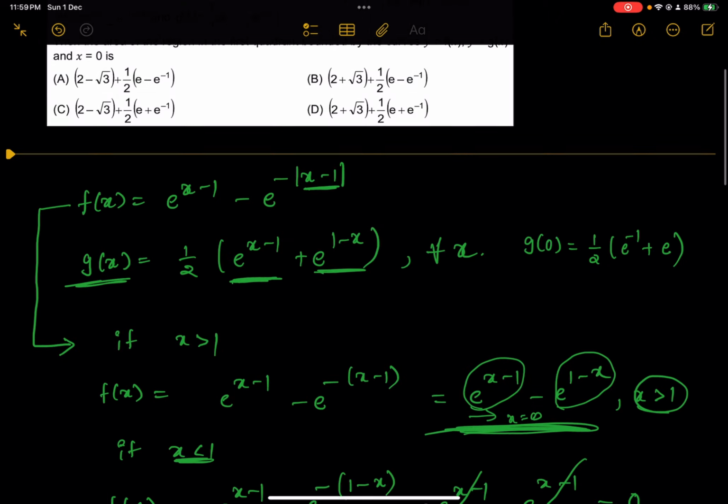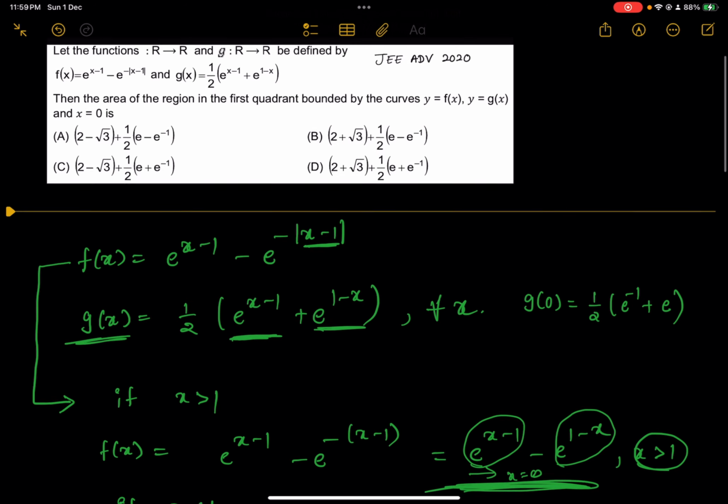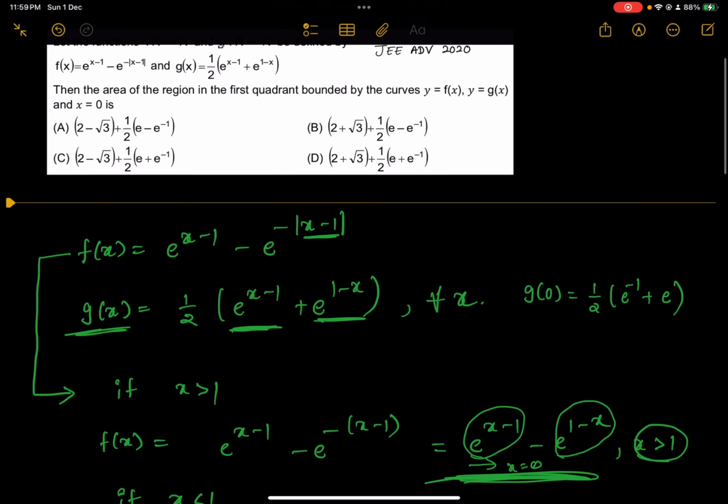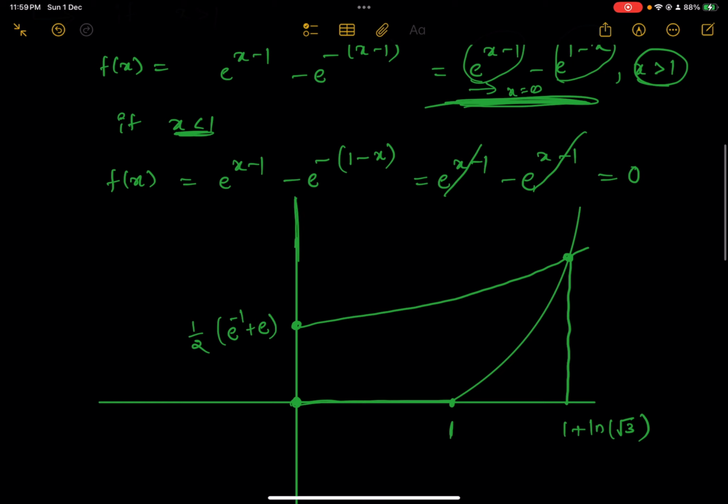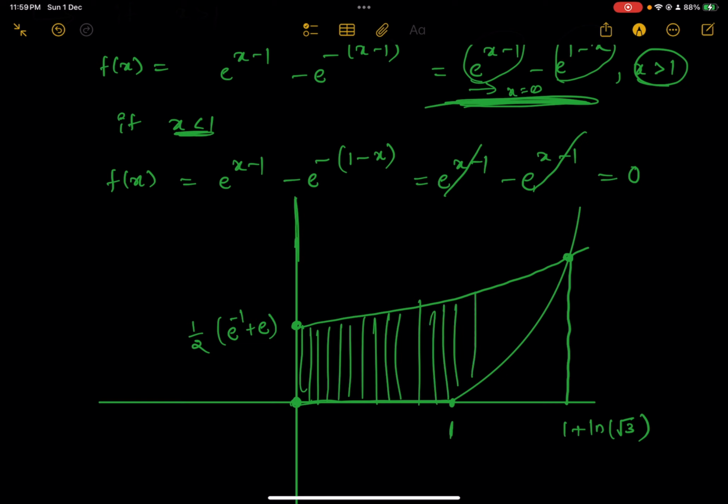And what area do we have to find out? Area in the first quadrant bounded by the curves f of x, g of x and x equal to 0, that is the y-axis. So we have to find out this particular area.